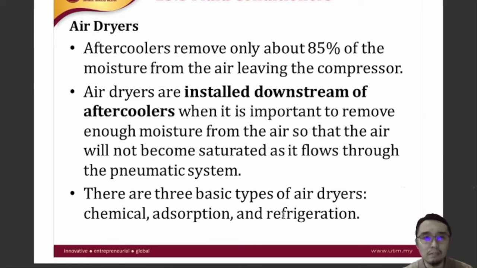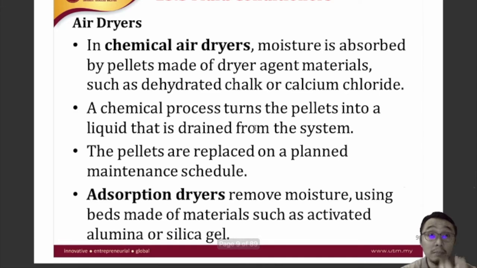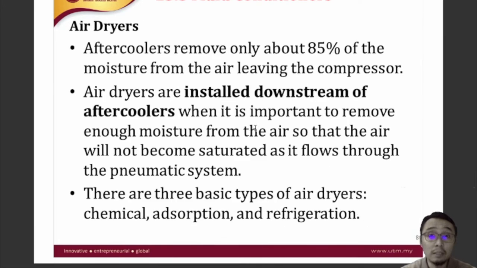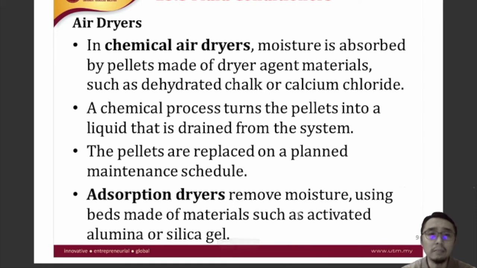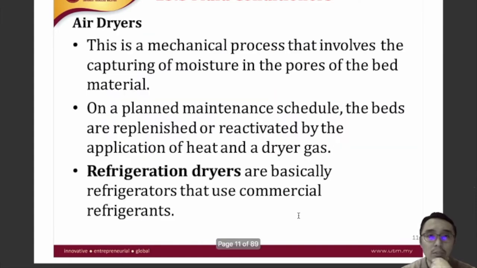Okay, after the air passes through the aftercooler, then in some pneumatic systems you would also have an air dryer, where you would remove additional moisture. Basically, there are three ways as mentioned here. We can use chemical absorption or refrigeration. That's the typical way of how we remove moisture from air. Okay, this is how it looks like in the real world.